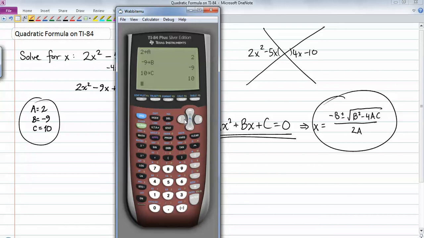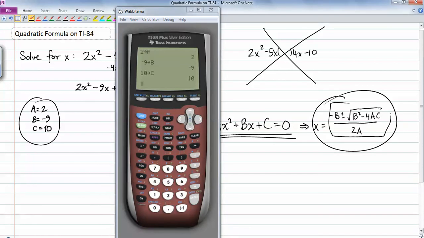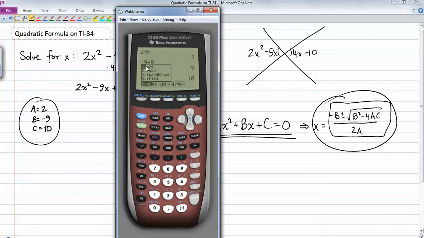Okay, so I want to type in the formula, right? In order to do that, I need a fraction symbol. And the fraction symbol is in this F1 menu right here. Notice it's in green, so I have to hit the green button and then the y equals button, which is turned into the F1 button now. And I've got n over d for numerator over denominator. So if I hit that, there it is.